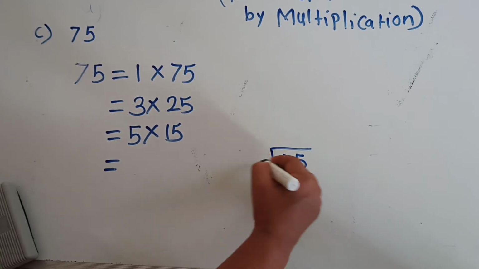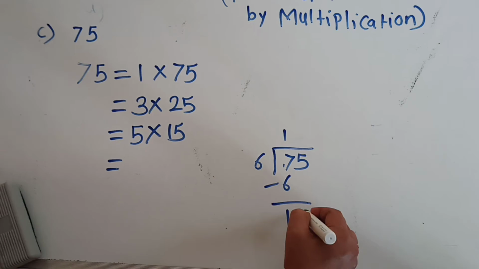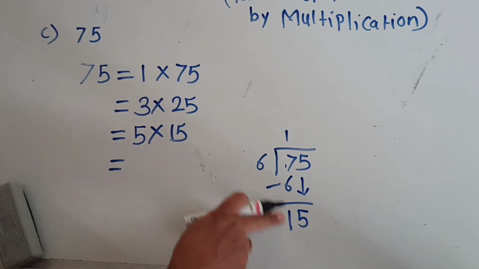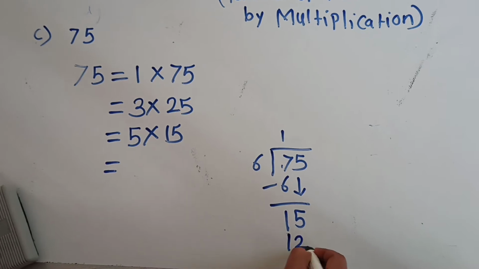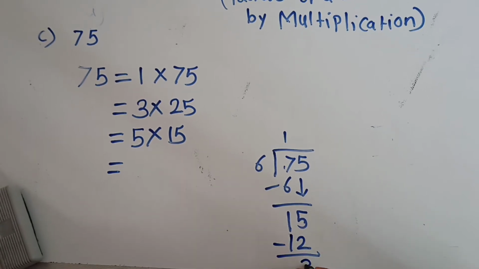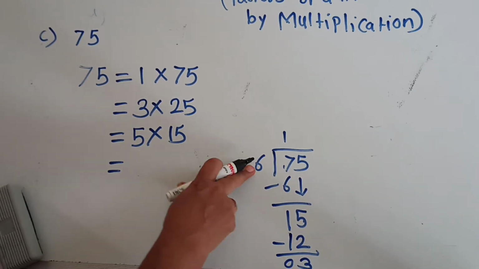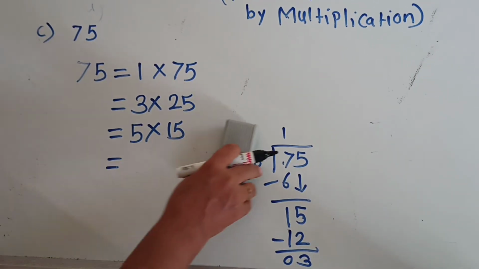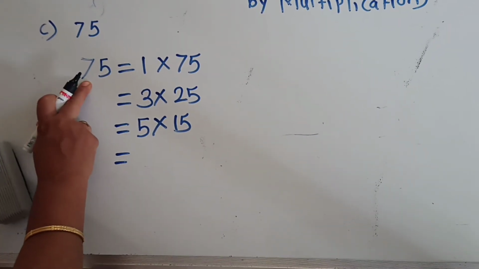75 divided by 6. 6 ones are 6, 7 minus 6, 1. Take down this 5. There is no 6 2s are 12, 6 3s are 18. If 6 2s are 12, 5 minus 2, 3. Means here we get remainder 3. So 6 is not a factor of 75. Then 7.